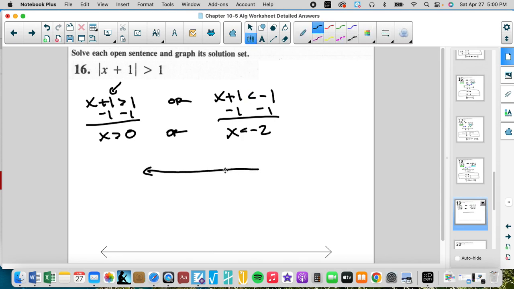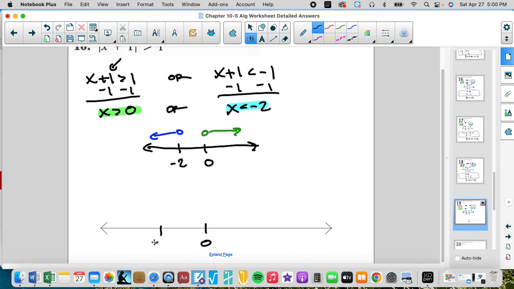Do my sketch for my solutions. I'm going to write each of the compound down, and then I'm going to look and compare and be able to write one statement representing the whole entire solution. X is greater than 0, open circle. X is less than negative 2, open circle.